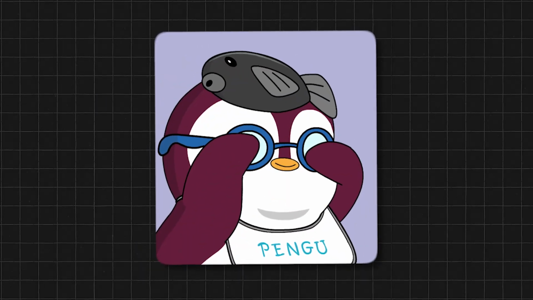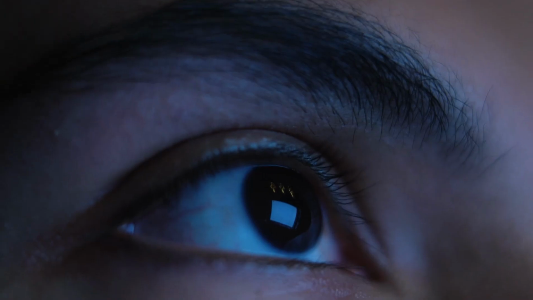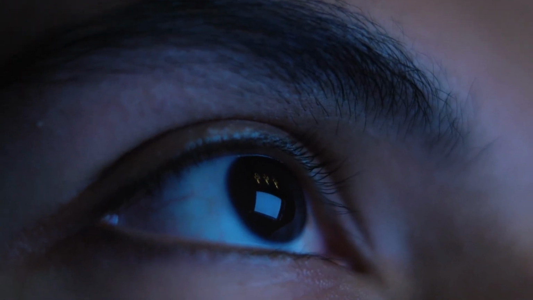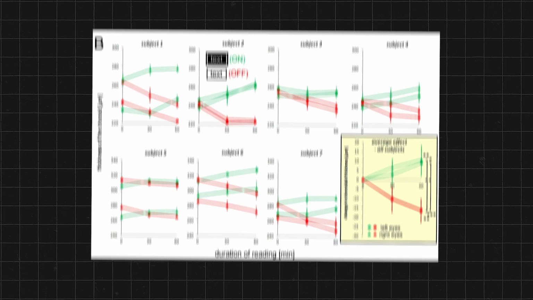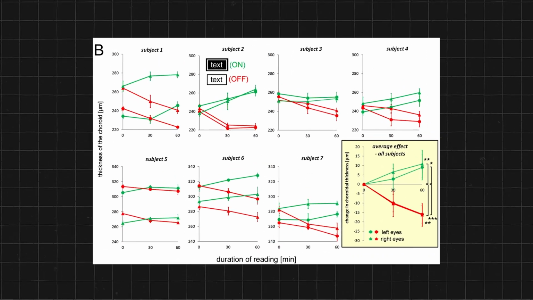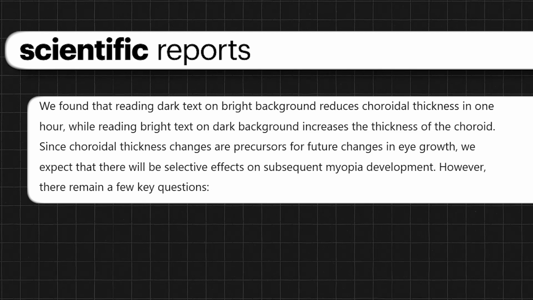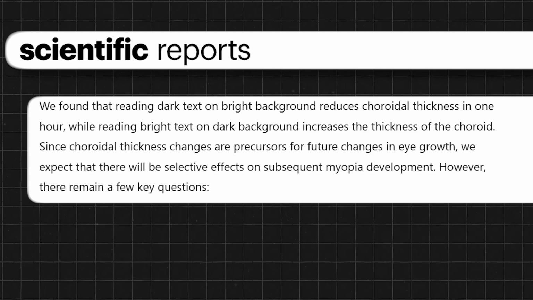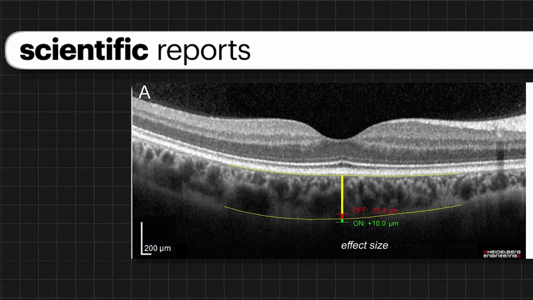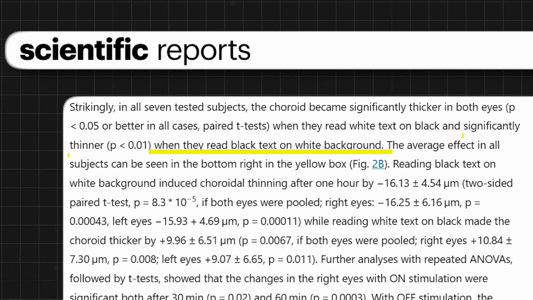But what about the long-term effects of screen exposure? Does sticking to one type of contrast polarity have lasting impacts on our eyes? A fascinating study hints at the possible consequences. The research suggests that prolonged exposure to light mode might be linked to the development of myopia, or nearsightedness. The study observed that participants' eyes experienced significant changes depending on the mode they read in. Those reading in light mode showed a noticeable thinning of the eye membrane, especially in those who were already nearsighted. In contrast, dark mode seemed to promote membrane thickening.